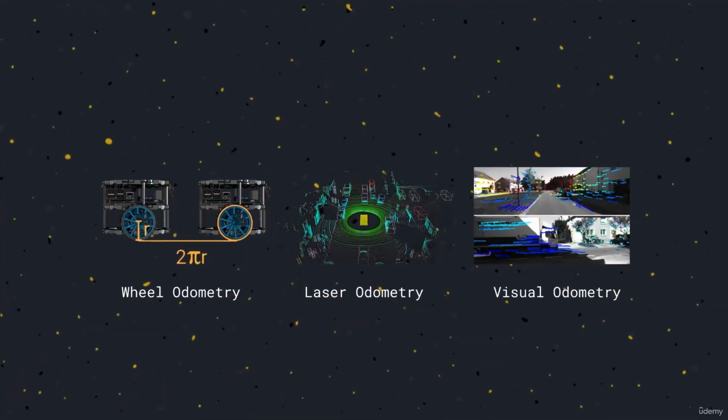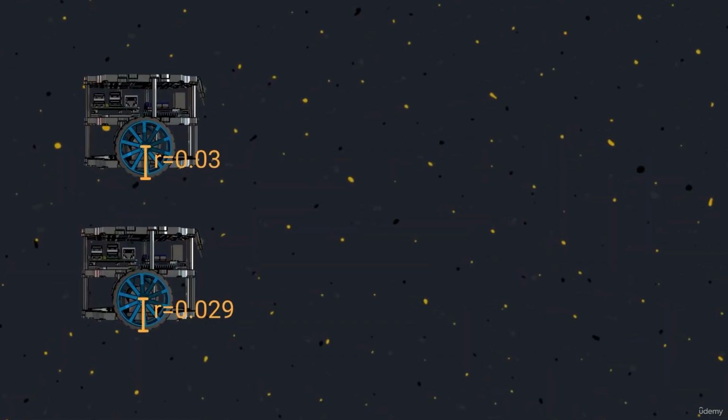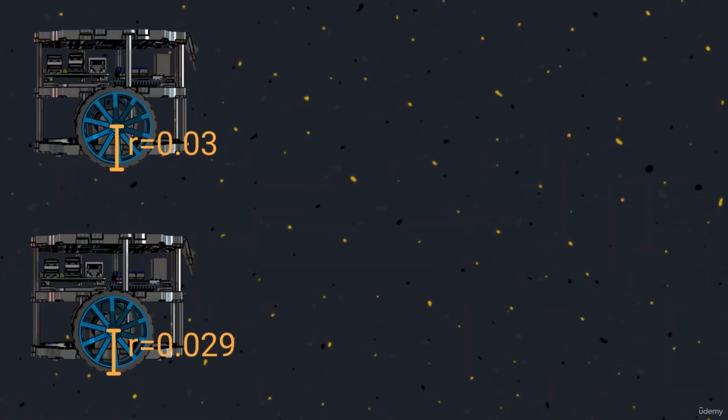Let me give you an example. Let's analyze some of the most commonly used odometry systems. For example, let's start by considering the wheel odometry. This odometry system, although very simple and inexpensive to implement, can be subject to errors that can produce incorrect estimates of the robot position or velocity.